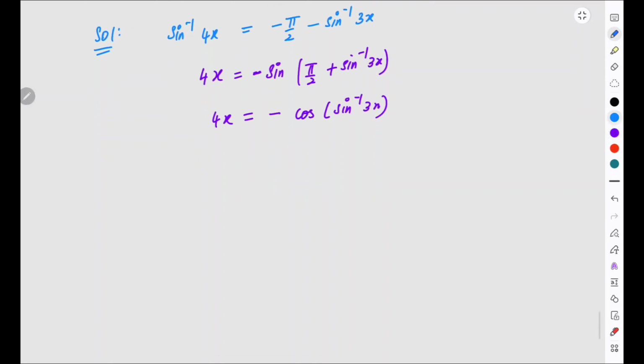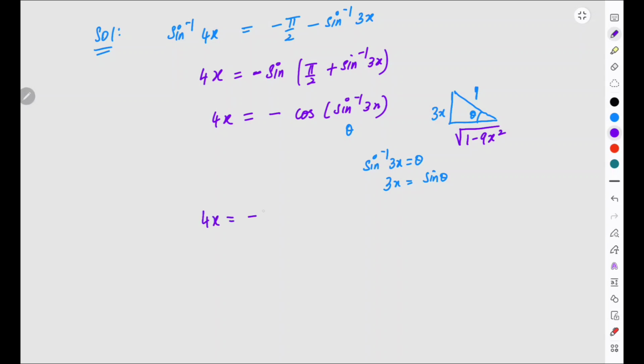Now what we can do is, let us go for the angle. We will consider this one as theta. So sine inverse 3x is equal to theta. So 3x is equal to sine theta. So sine theta is equal to opposite by hypotenuse. And here we are going to get the adjacent, root of 1 minus 9x square.